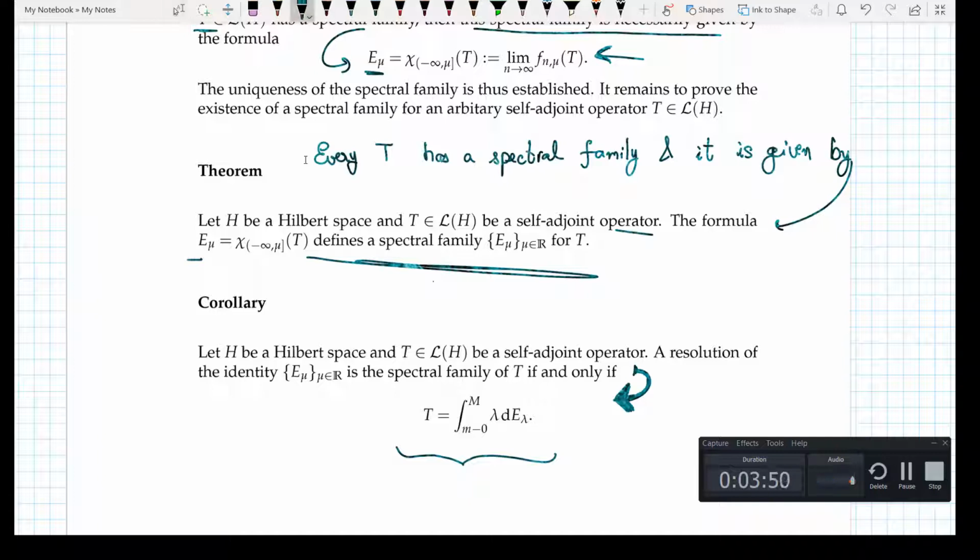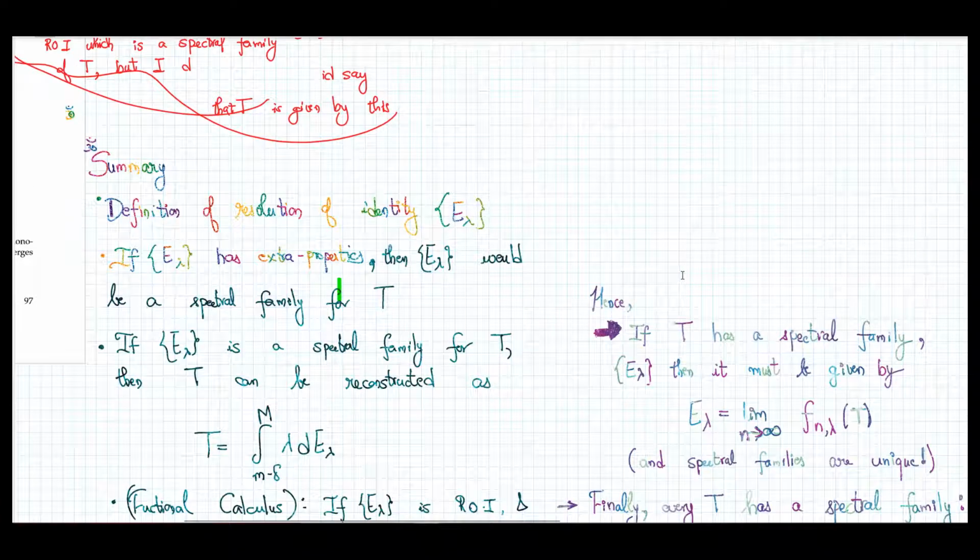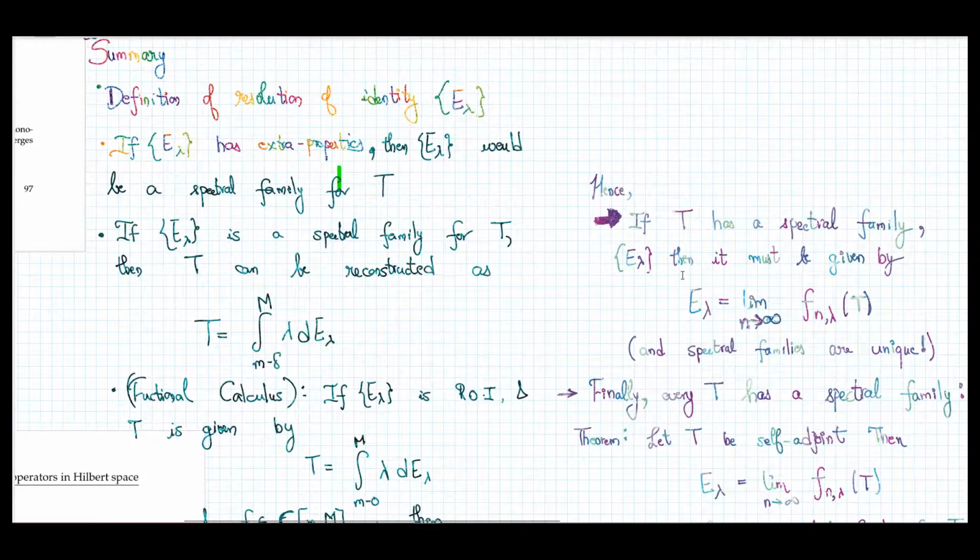And I say that the last corollary is: let H be a Hilbert space and T be a self-adjoint operator, then the resolution of the identity is the spectral family of T if and only if this T is given like this. So finally, we do a quick recap of all the topics we have covered. So we have seen what resolution of identity means. We have given it a definition with those four properties.